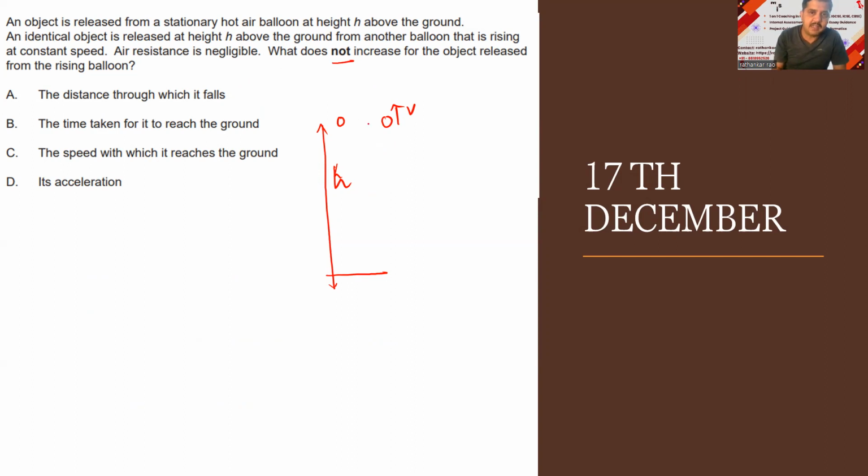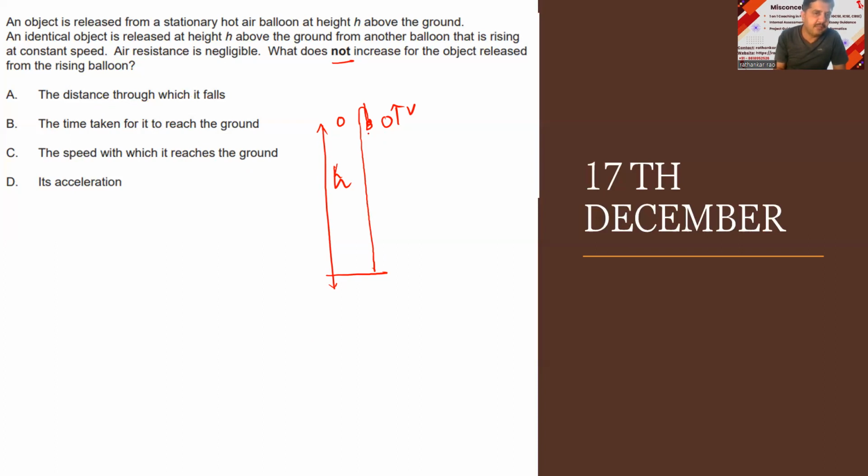The moment a particle is thrown from here, it will gain the velocity or speed of this balloon, and as a result the particle will go still a little bit upwards because gravity is constantly pulling. Then it will return back to the ground like this. This is what happens in the second object. Now, does the distance through which it falls change? Definitely, because this will fall immediately. This h will be the distance of the particle in the first case.